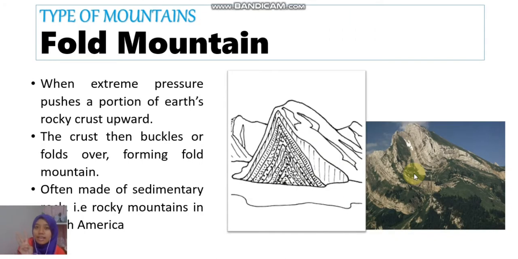There are three types of mountain. The first one is fault mountain. Fault mountain forms when an extreme pressure pushes a portion of Earth's rocky crust upward. So you can imagine a pressure cooker: when you boil something hot that comes from the inner layers of the Earth, it pushes the crust upward, and then the crust buckles or falls over, forming a fault mountain.